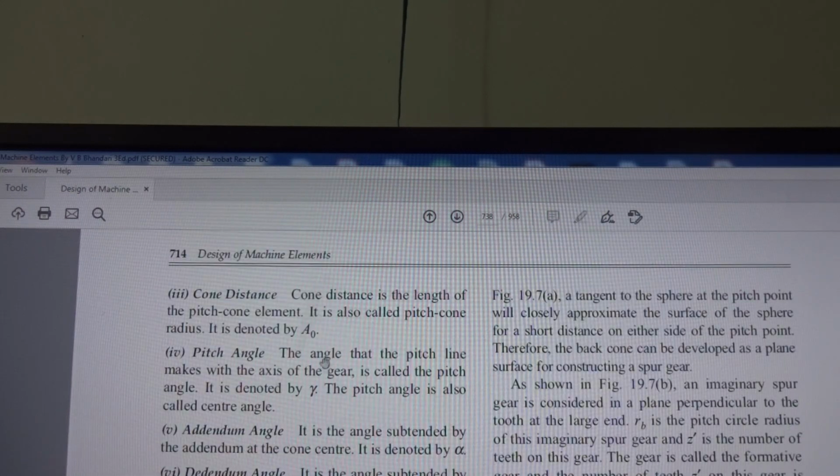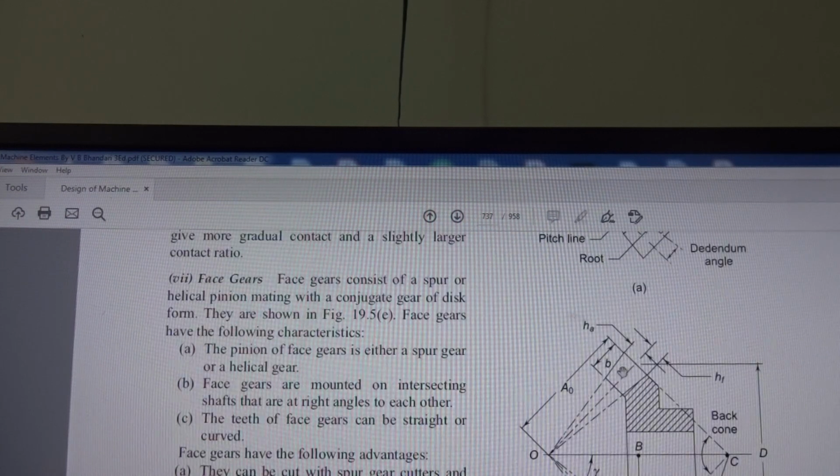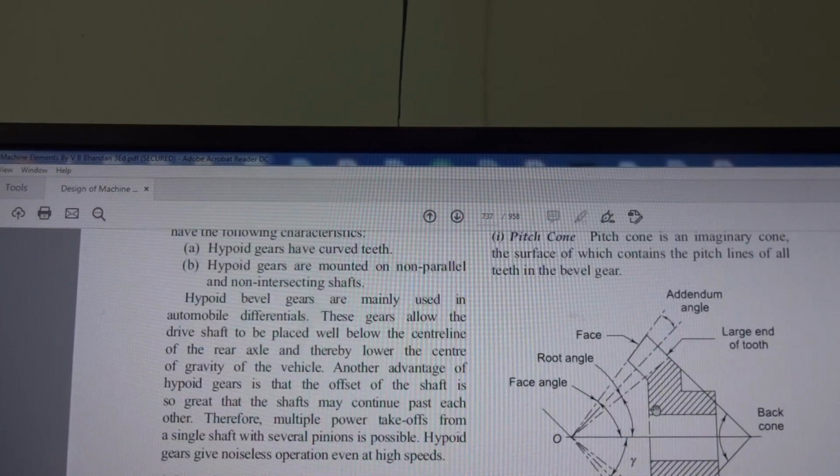Pitch angle is the angle the pitch line makes with the axis of the gear. It is called pitch angle, denoted by gamma. Pitch angle is also called the center angle. So this one is known as the pitch angle. This one is the axis and pitch line, the angle between axis and pitch line. This is known as the pitch angle. What is the addendum angle? This is the addendum angle.